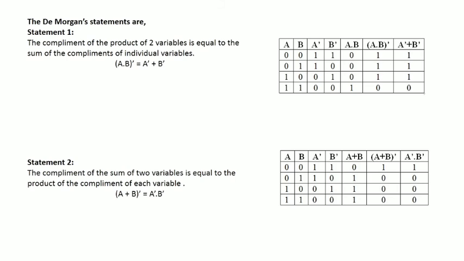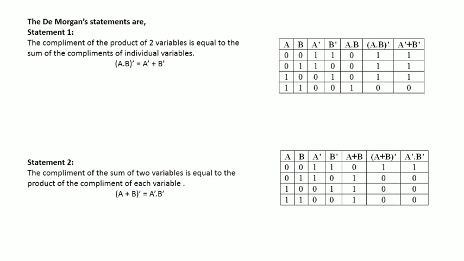Here we observe the table, and the table contains the variables expressed in statement 1. That is, a is the variable, b is the variable, a complement, b complement, a into b complement of the product, and a bar plus b bar. In short, we want to show (a b) complement is equal to a complement plus b complement. That is, left hand side is equal to right hand side.